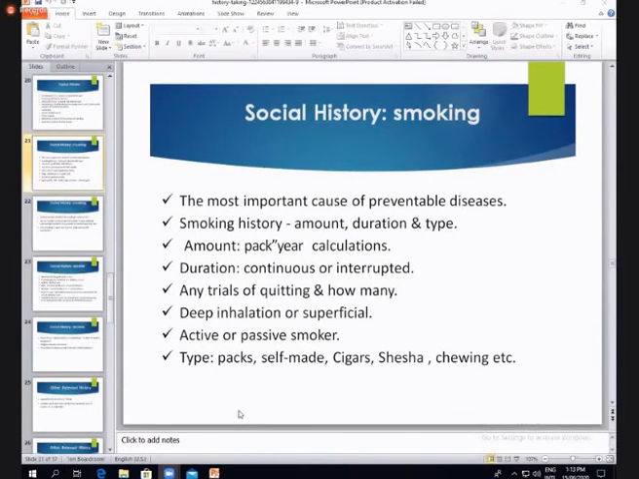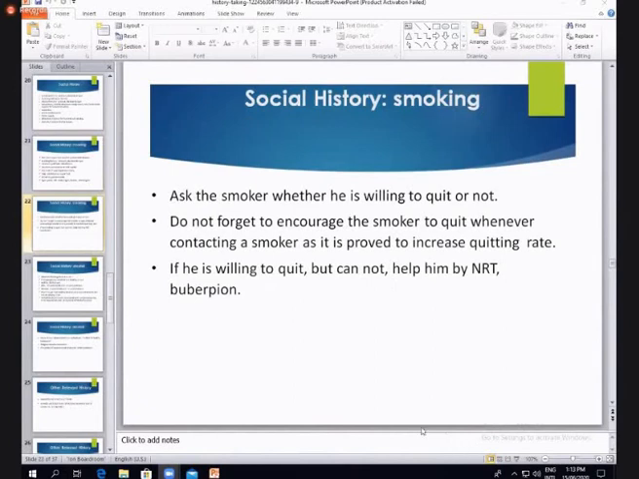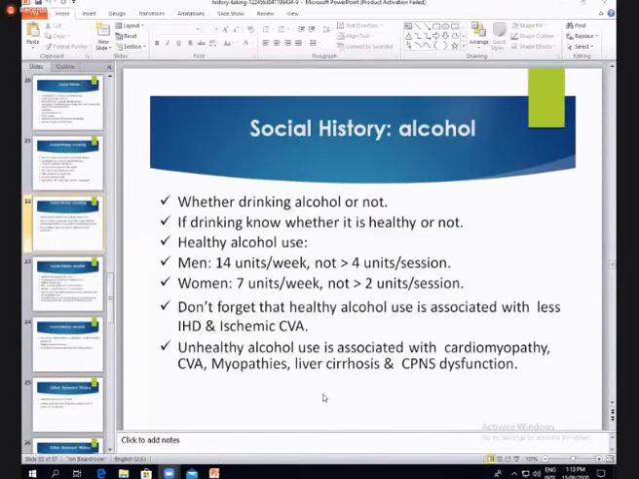So coming towards the final points, if you have time, if the patient is willing, is showing interest, you can ask whether he's willing to quit, how many efforts he has made to quit, and how you are going to help him if the patient is willing.